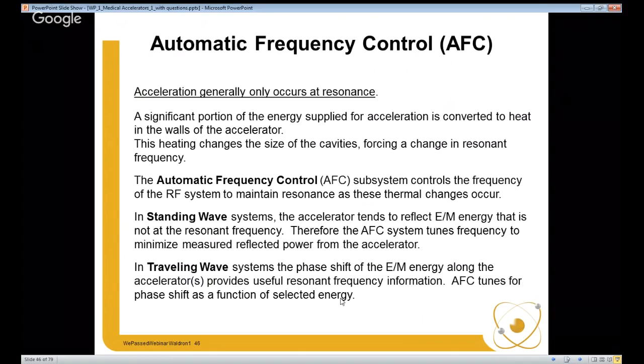On a traveling wave accelerator, these do not reflect a lot of RF power back out. They're a very well-matched load. They don't have a lot of the issues that a standing wave system has in terms of managing the RF. What we can do here is monitor the phase shift of the electromagnetic wave at different points along the accelerator and then use that information in order to tune to the correct frequency for the selected energy.